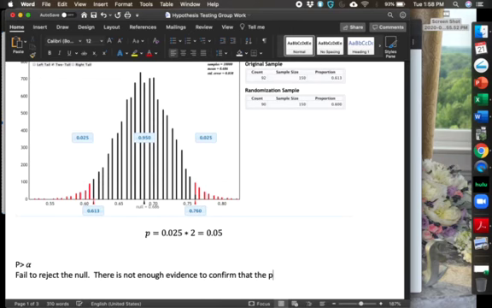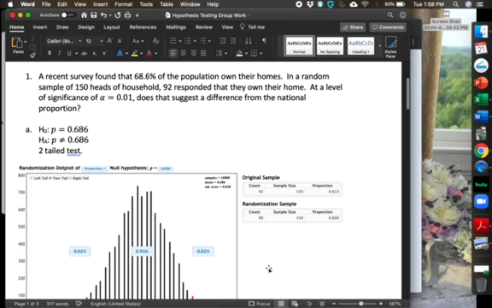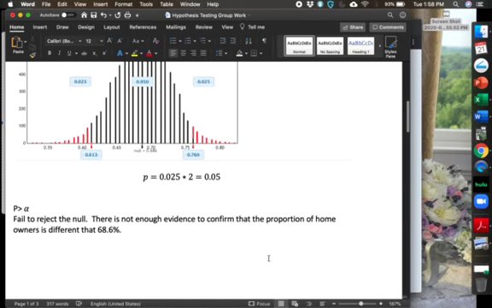Confirm that the population proportion is different than that 68.6%. That's all there is to it with these questions. Once we find the p-value using StatKey, this is what we're avoiding, what a traditional Stat 1 class would have had to find by hand. Our decision's made for us. We just compare p directly to alpha.